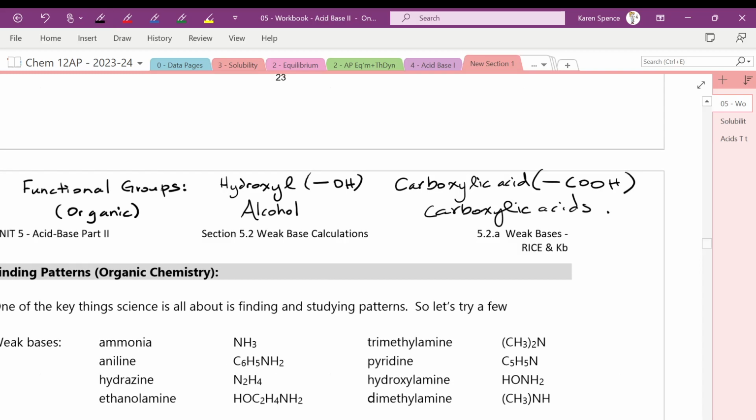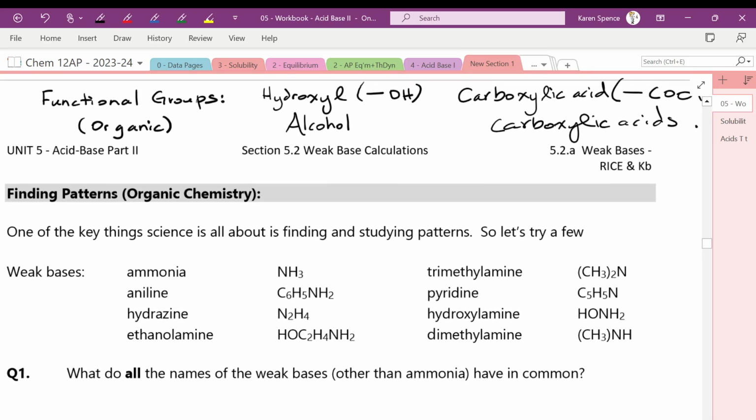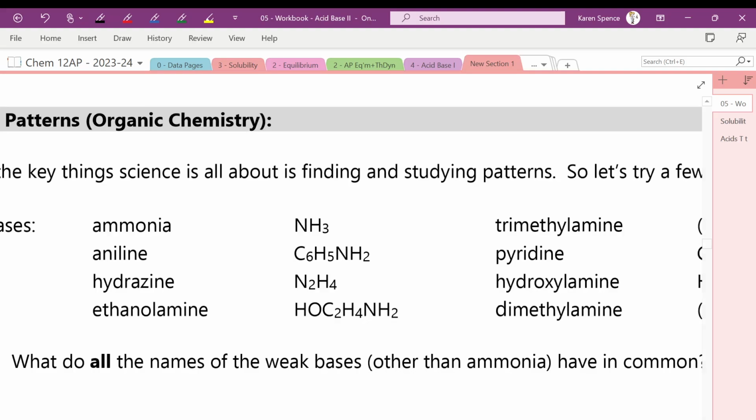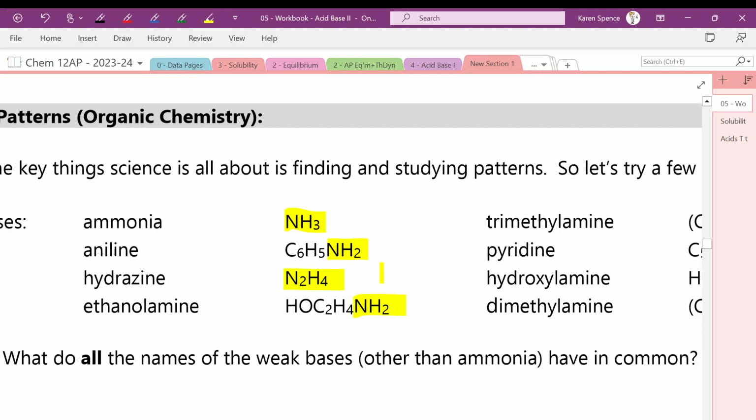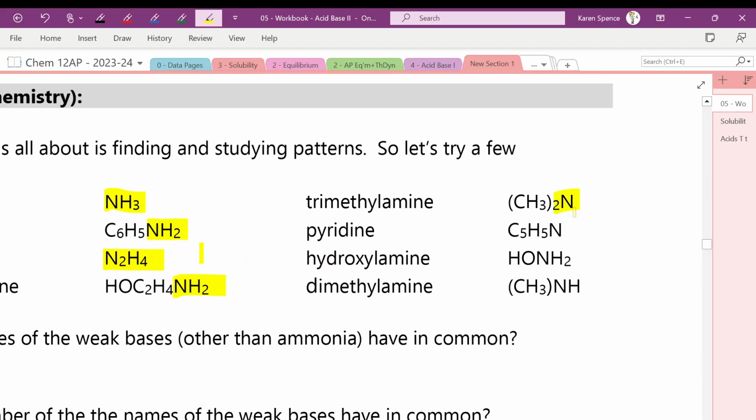The NH2 is a special one. And in fact, what we've got here is ammonia. These are all weak bases. We have NH3, C6H5NH2, N2H4. We have NH2 and NH. Those are all amines.